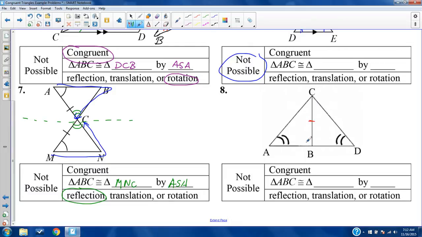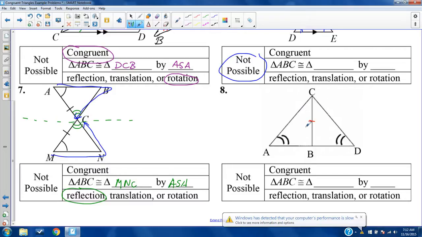Question now, do I know these are right angles? No, I do not know these are right angles. I don't know that CB is perpendicular to AD. I also don't know that CB is a bisector of AD. There's no hypotenuse leg thing going on here unless I know these were right triangles, and even if so, I would still need to know that the hypotenuses are congruent.